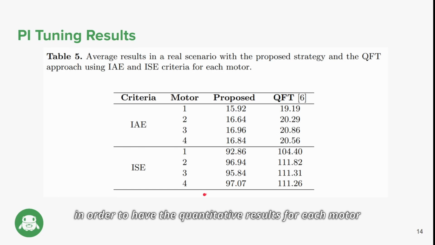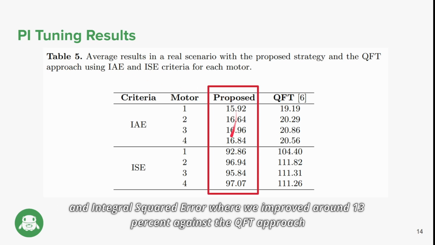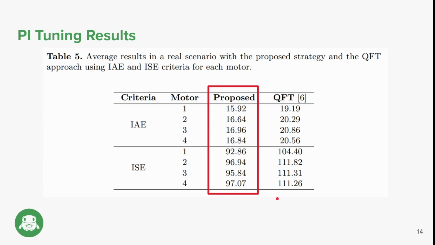In order to have quantitative results for each motor, we used integral absolute error, where we improved around 18% against the QFT approach, and integral squared error, where we improved around 13% against the QFT approach.